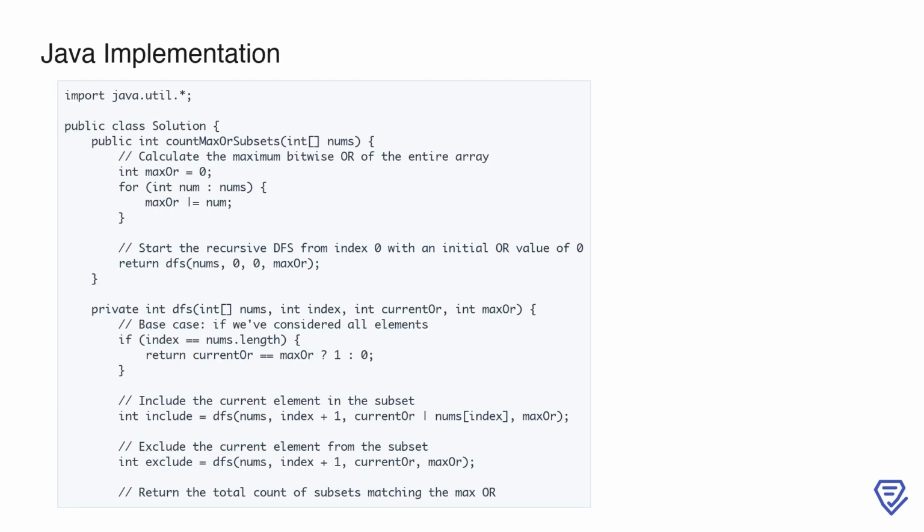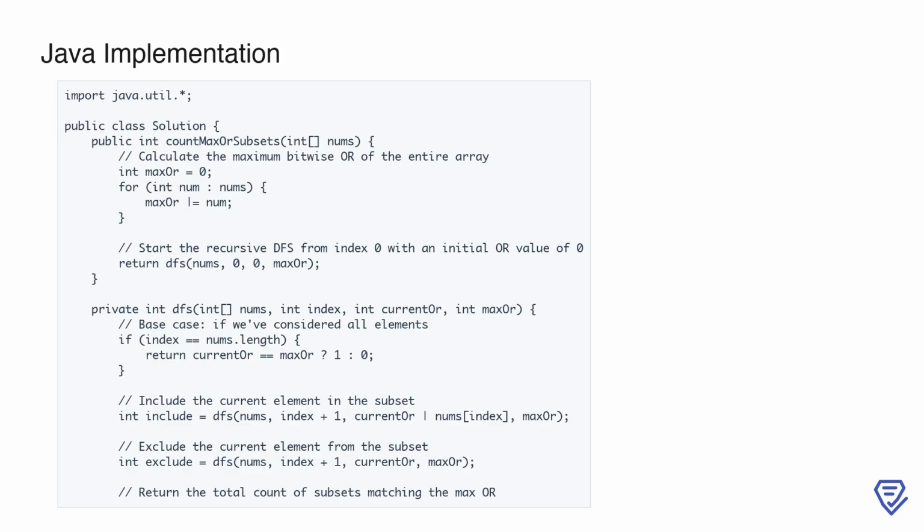Here, we start by importing the necessary libraries and defining our solution class. The goal of the method countMaxOrSubsets is to calculate the number of subsets of the given array nums that achieve the maximum bitwise OR value. To do this, we first calculate the maximum possible bitwise OR for the entire array. This is done by iterating through each number in the array and applying the bitwise OR operation cumulatively to the variable maxOR. After determining the maximum possible OR, we initiate a depth-first search using a helper method called DFS.